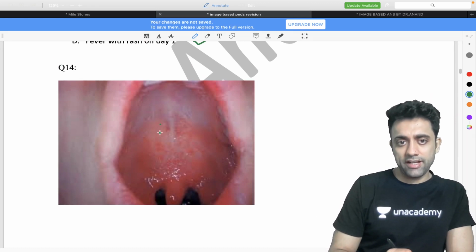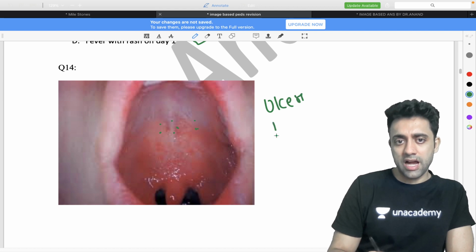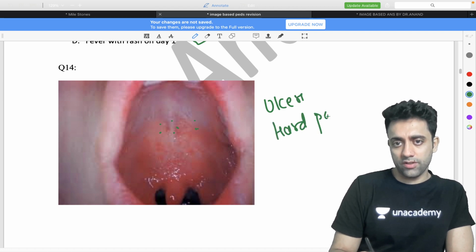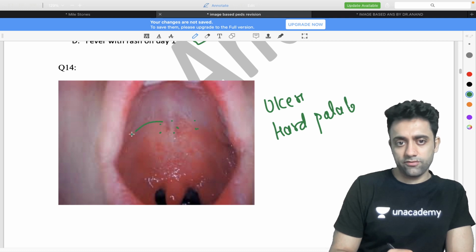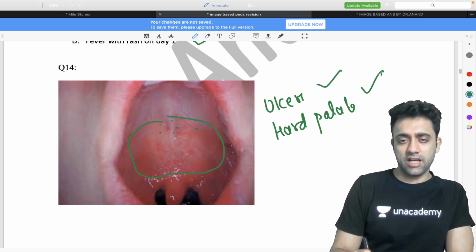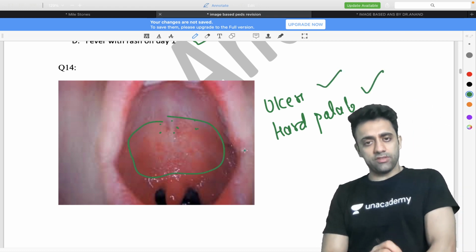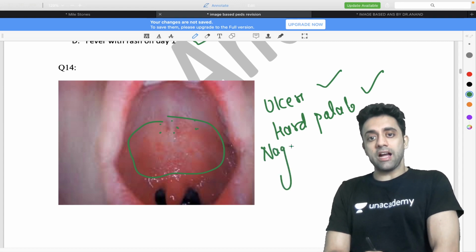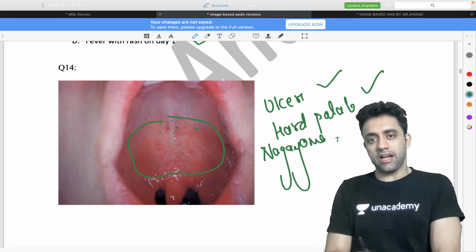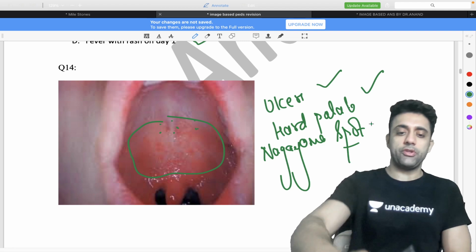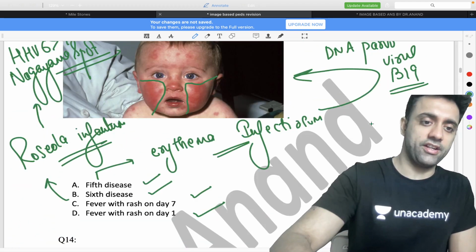Can we see these micro ulcers? You can see ulcers over the hard palate. This is the hard palate, and micro ulcers over the hard palate are known as Nagayama spot. And where do you see it? You see this in roseola infantum.